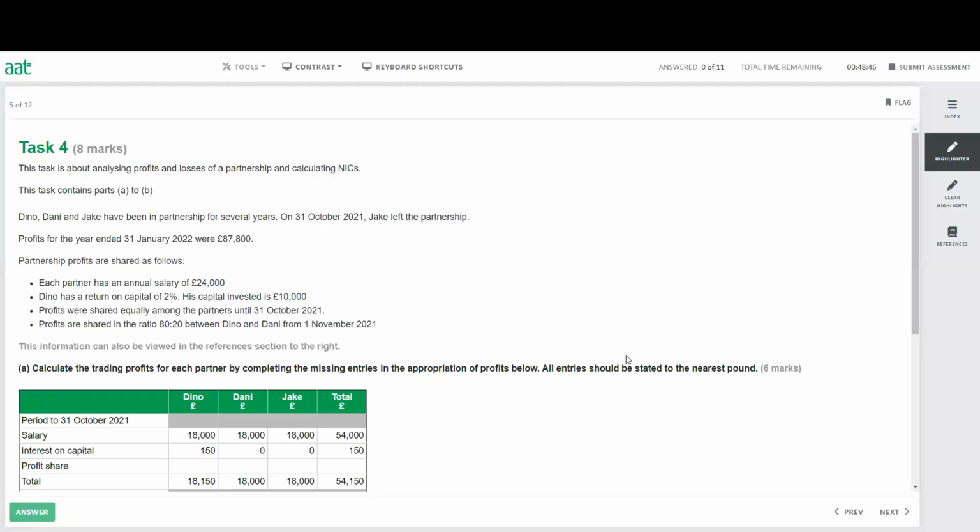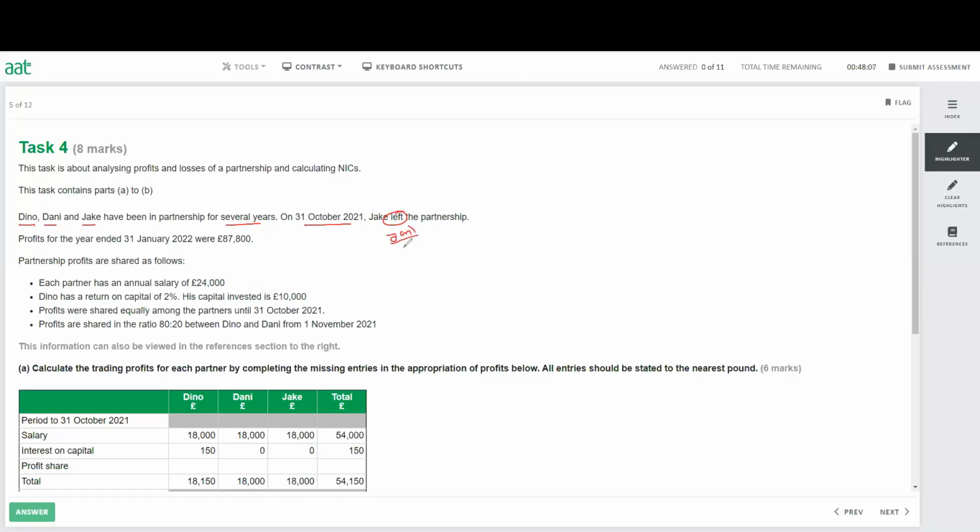This question we have is from partnership, and we have 8 marks for this question. This task is about analyzing profit and loss of a partnership and calculating national insurance contribution. This task contains parts A to B. So let's read this question. We have Dino, Danny, and Jake, who have been in a partnership for several years. On 31st of October 2021, Jake left the partnership. Remember, as soon as you see someone has left or someone has joined, you need to make sure you stop there.